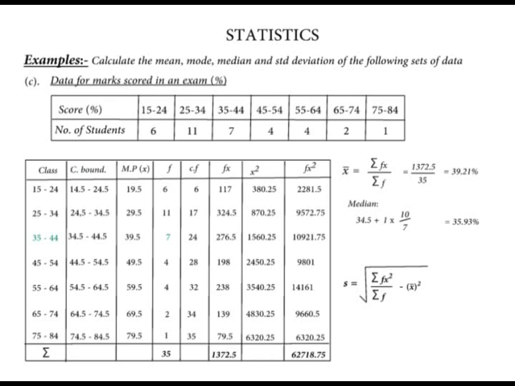Lastly, standard deviation. That will be given by the square root of the summation of fx squared over summation of f minus mean squared. We already have the mean, that is 39.21. So the standard deviation will be equal to the square root of 62,718.75 over 35 minus 39.21 squared, and it's equal to 15.95. Try working the mean and the standard deviation using the assumed mean method.